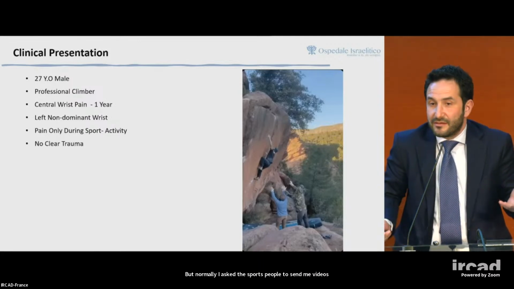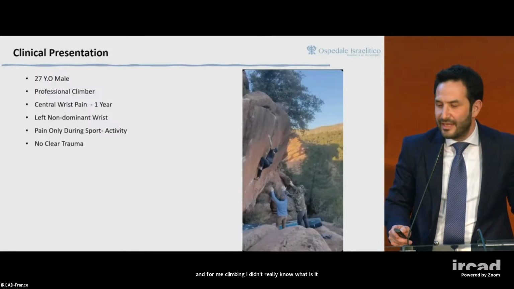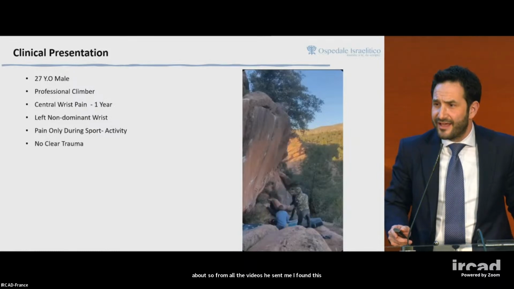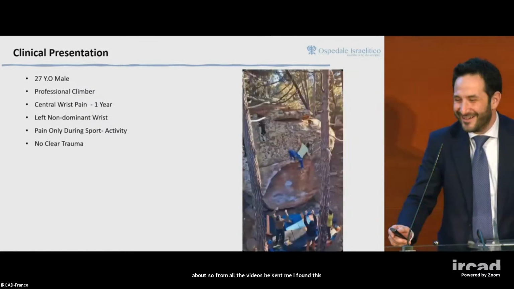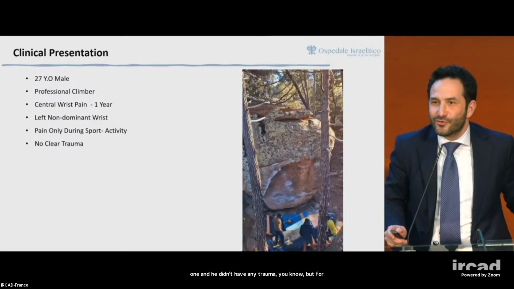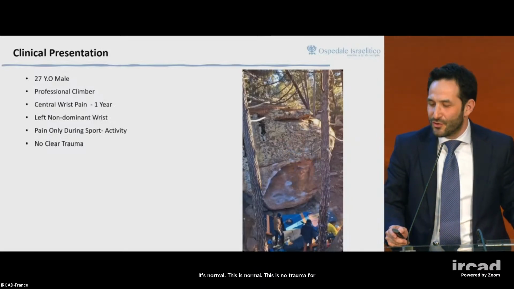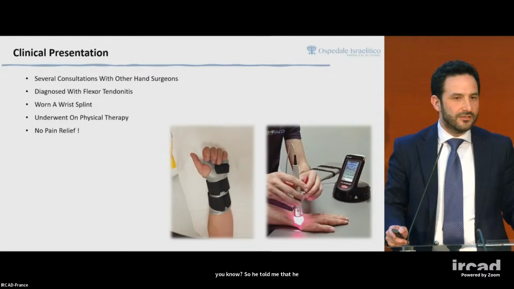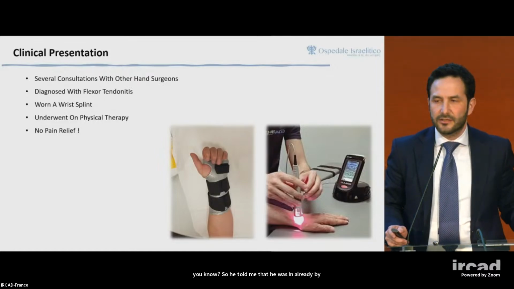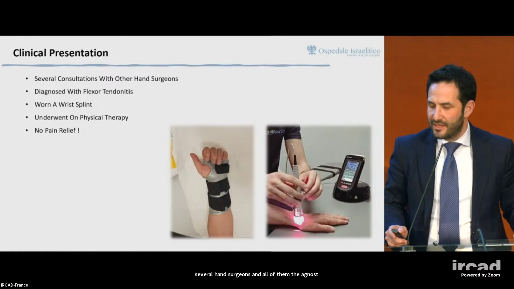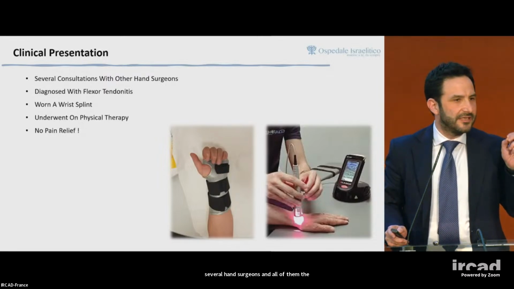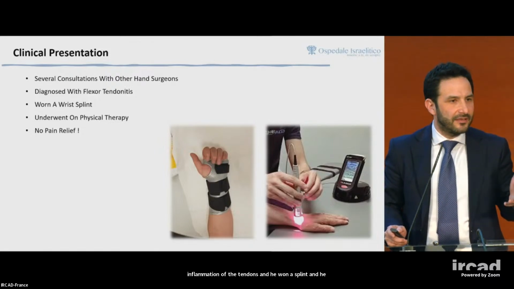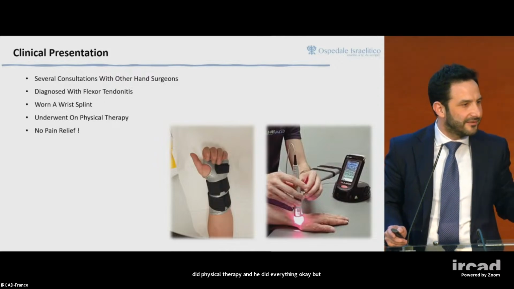And for me, climbing, I didn't really know what it is about. From all of the videos he sent me, I found this one, and he didn't have any trauma. But for him, this is normal, no trauma. He told me he was already seen by several hand surgeons, and all of them diagnosed only inflammation of the tendons. He wore a splint, did physical therapy, and did everything, okay? But when he climbs, he has pain, and if he doesn't climb, he doesn't earn money, okay?